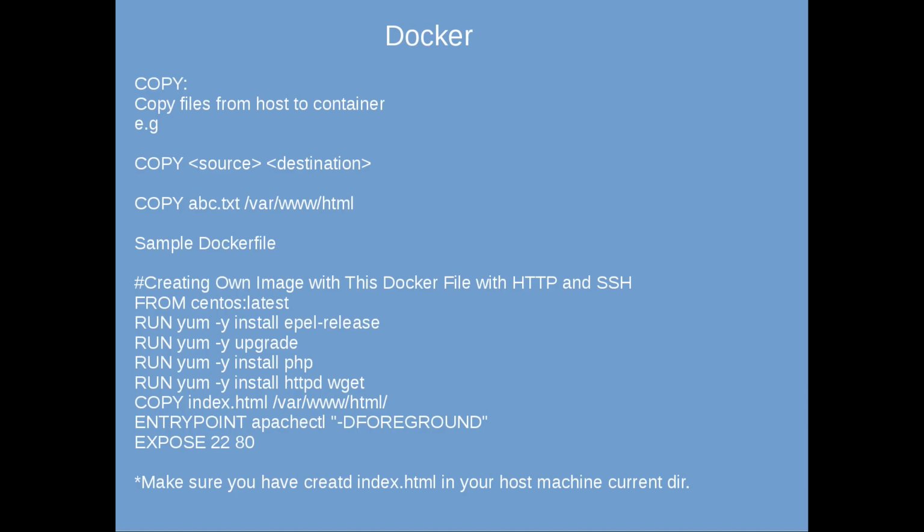And this is the sample Dockerfile which I created, for creating your own image with HTTP and SSH. What we are going to do is use the FROM instruction, FROM centos:latest, then RUN to install the EPEL repository, upgrade the system, install PHP, install httpd and wget, and then COPY our index.html file, use the ENTRYPOINT so that Apache should start, and EXPOSE ports 22 and 80. And we need to make sure that the index file is created.